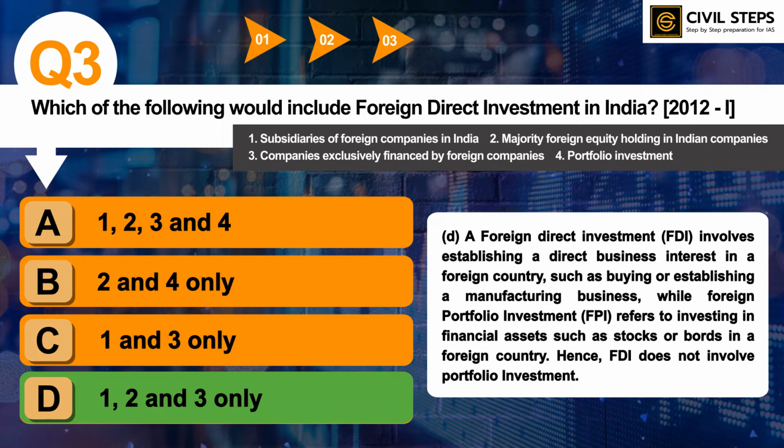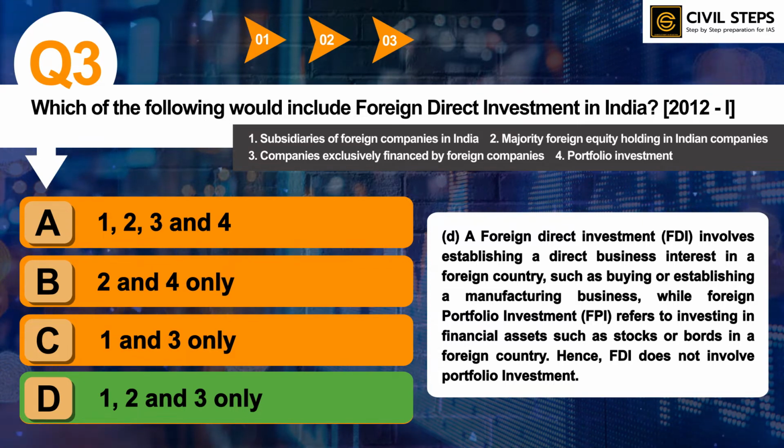So a foreign direct investment involves establishing a direct business interest in a foreign country, such as buying or establishing a manufacturing business, while foreign portfolio investment refers to investing in financial assets such as stocks or bonds in a foreign country. Hence, FDI does not involve portfolio investment.